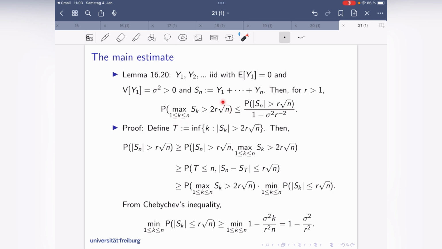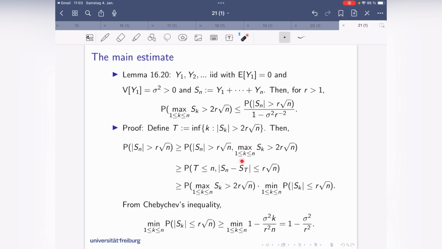Here's a statement about the maximal increment. The probability that it's more than 2r square root of n is bounded by this, which is a nicer object. I still have a probability here, but only a probability at one time point Sn. Okay, how can I show this? I'm starting in the numerator here, and I have t, which is the first time this thing occurs. Then this probability is bounded from below. Well, I just introduce one more condition here.